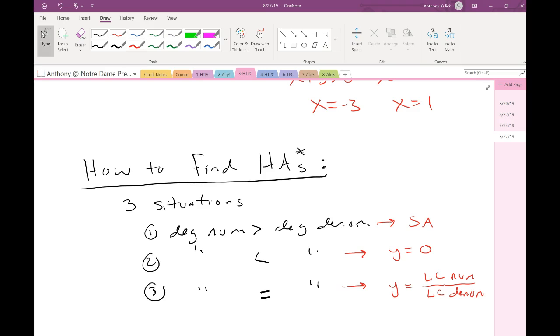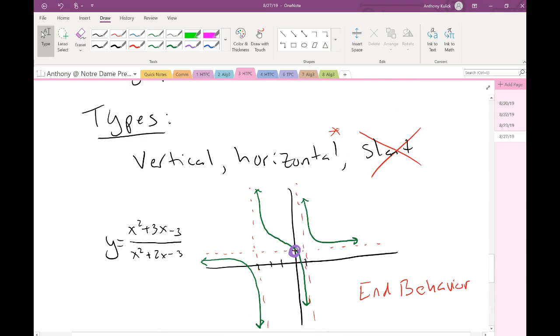Okay. So if we go back and we look at this first example, what's the degree in the numerator here? It's 2, right? Because the biggest exponent is an x squared. How about the denominator? That's degree 2. So the degrees are the same. So to find our horizontal asymptote, it's going to be leading coefficient of the numerator over leading coefficient of the denominator, or just y equals 1. Everybody okay there?